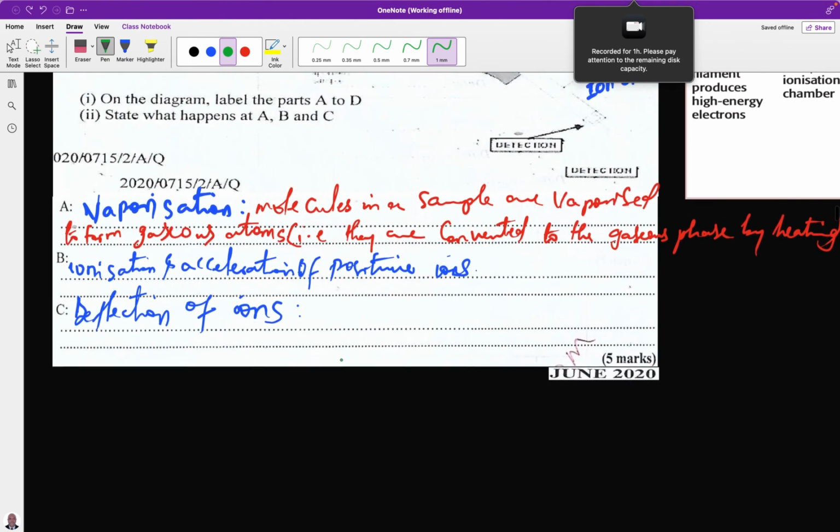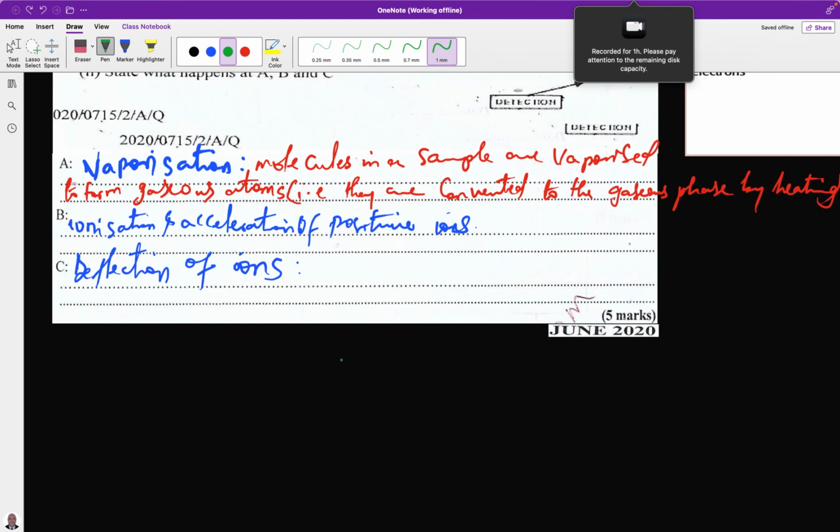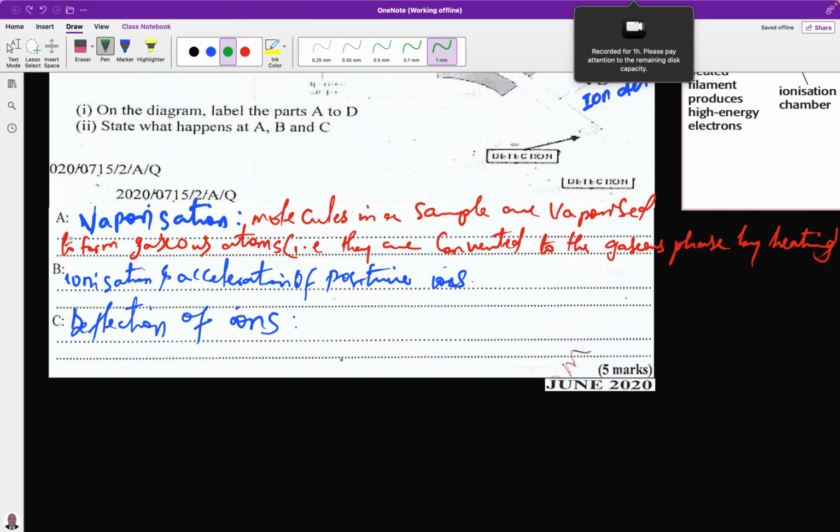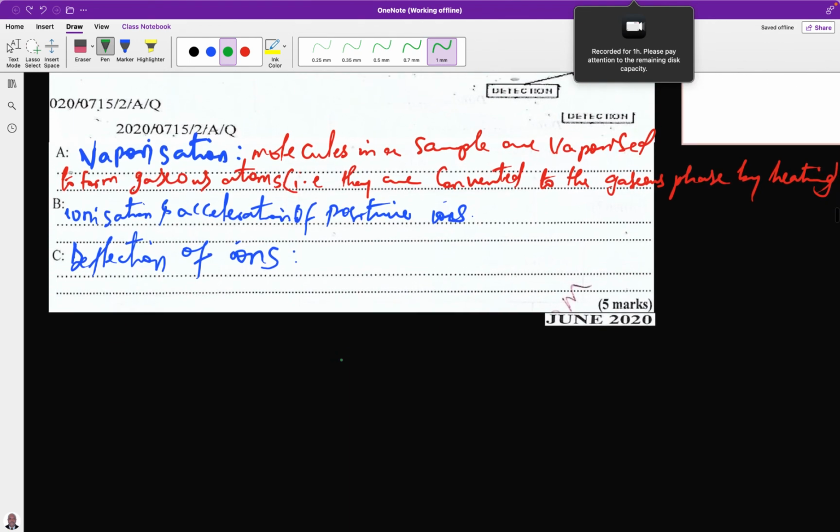Now, I went to the D part and the C part, which is deflection of the ions. The deflection will depend on the mass. Those that have a higher mass, or a higher mass with a smaller charge, are less deflected. But those with a higher charge and a small mass are highly deflected.